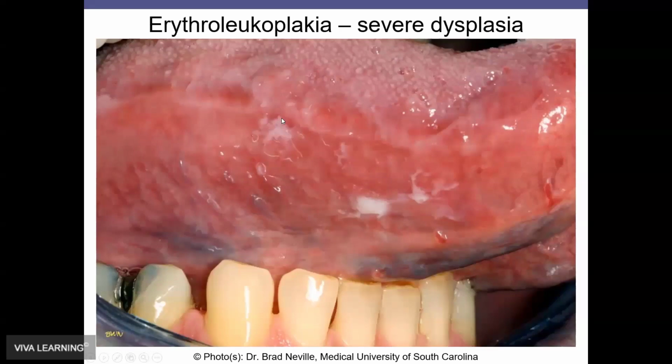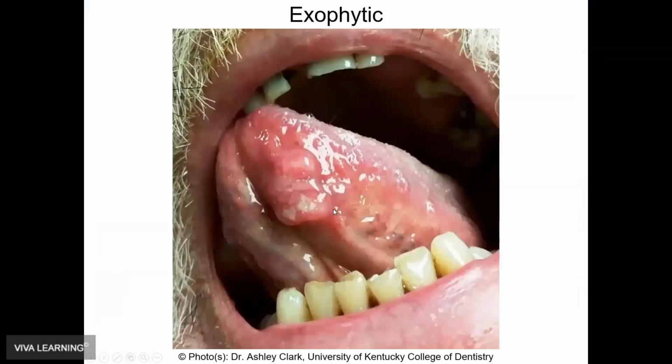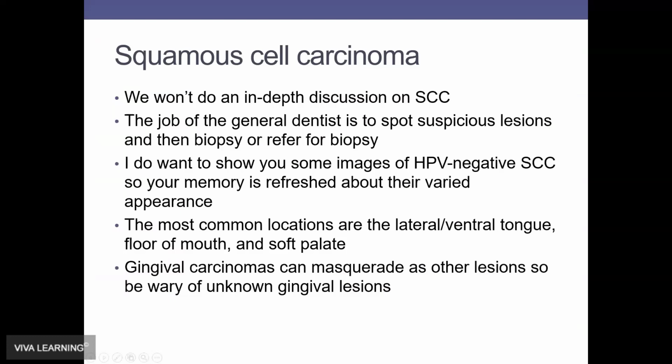This was severe dysplasia. So I can see, you know, the white part is what's sticking out to me, but it's the red that's bad. And this was severe dysplasia. And then the last little bit before I open it up for questions is squamous cell carcinoma.